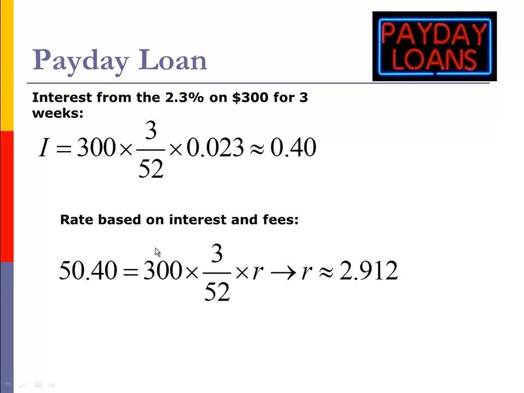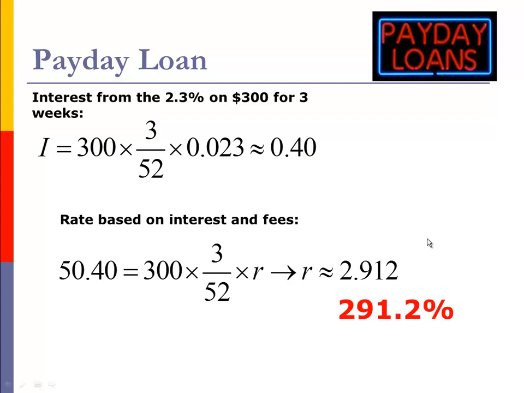It's a loan of only $300 for 3 weeks, and that's 3 over 52. Now the question is, what's that rate equivalent to? Let's divide by 300, multiply by 52, and divide by 3, and we'll clear it all out to get the R. When you do that, you get an R that's approximately 2.912. You might be thinking, wow, that's only 2.9%. But wait a minute, that's the decimal version of the rate. We need to move it 2 decimal places to the right.